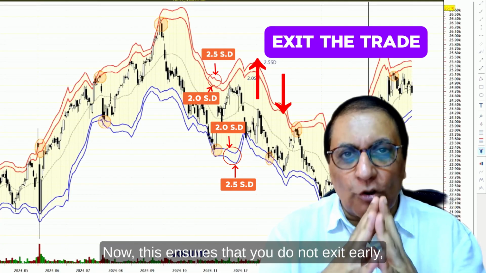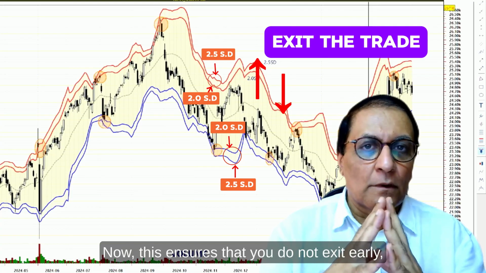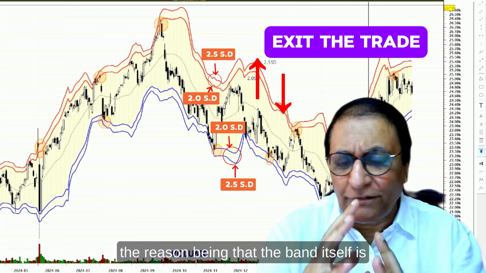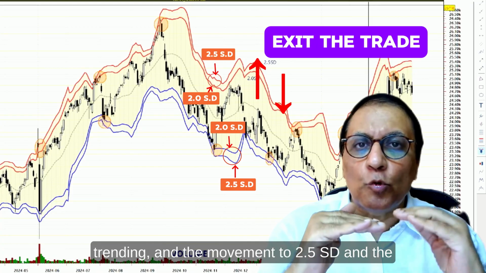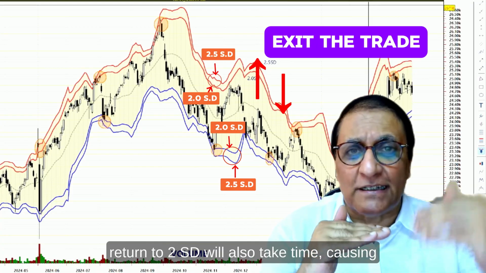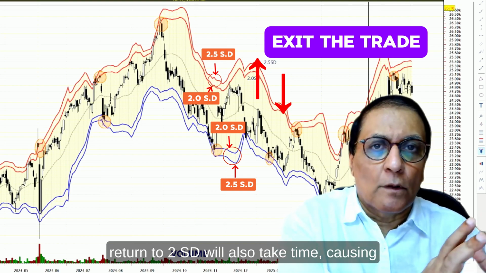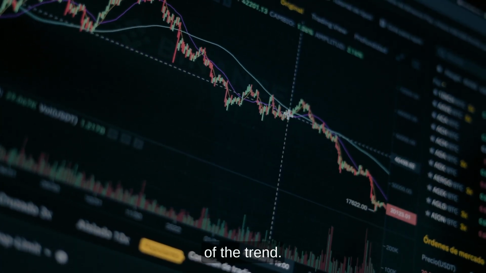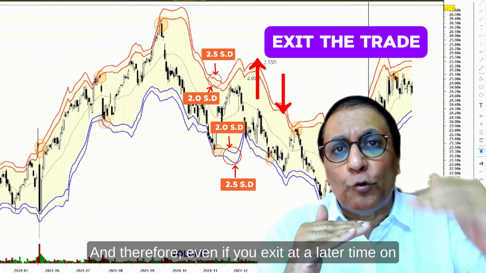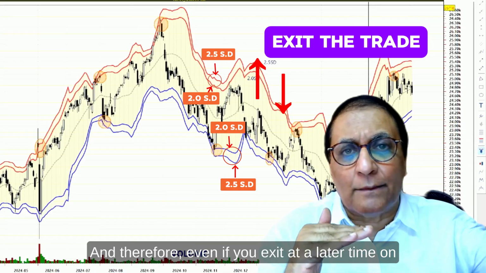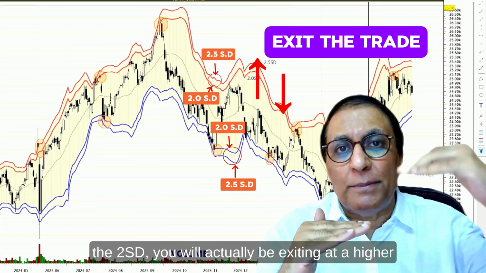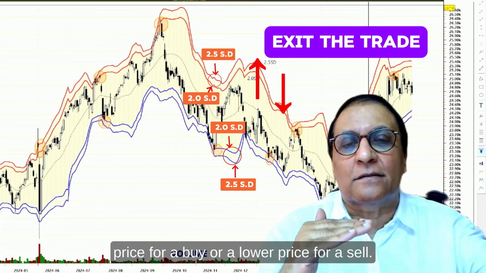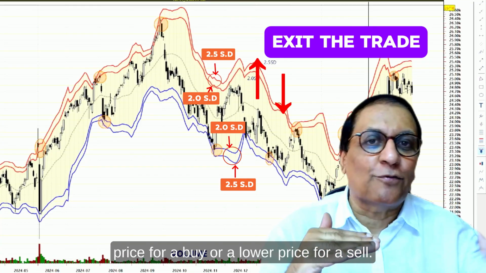Now, this ensures that you do not exit early. The reason being that the band itself is trending, and the movement to 2.5 SD and the return to 2 SD will also take time, causing the band to continue moving in the direction of the trend. And therefore, even if you exit at a later time on the 2 SD, you will actually be exiting at a higher price for a buy or a lower price for a sell.